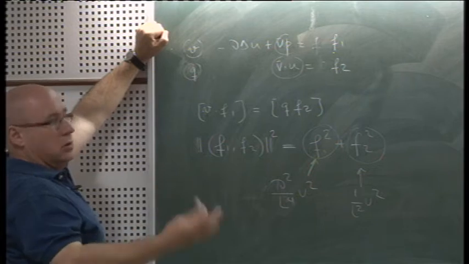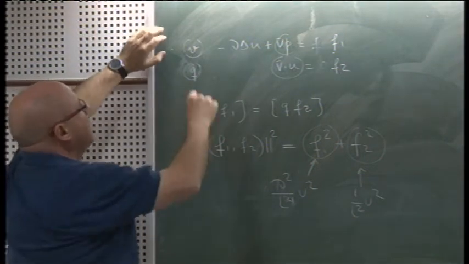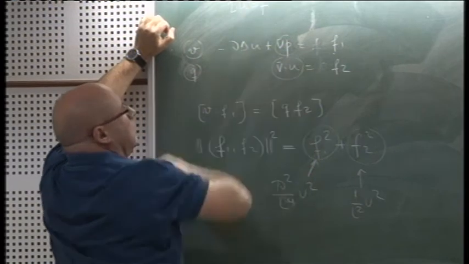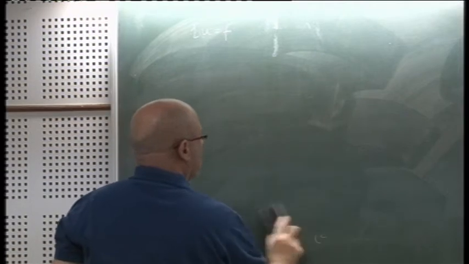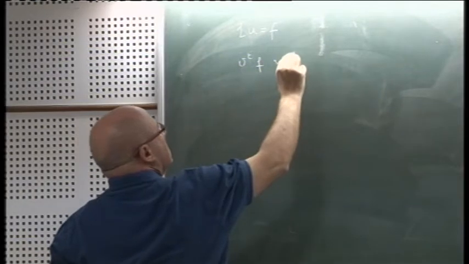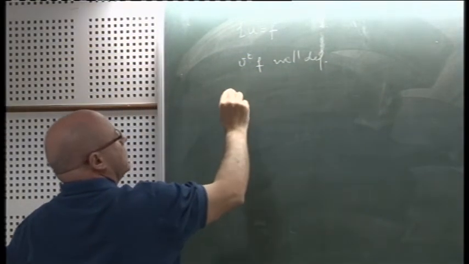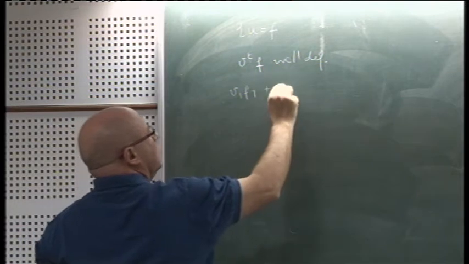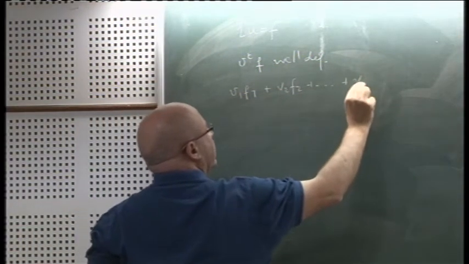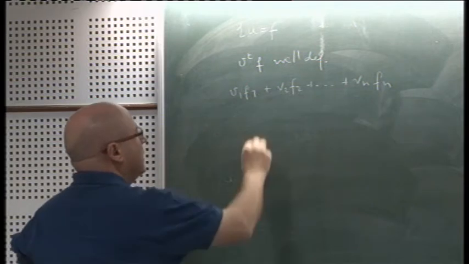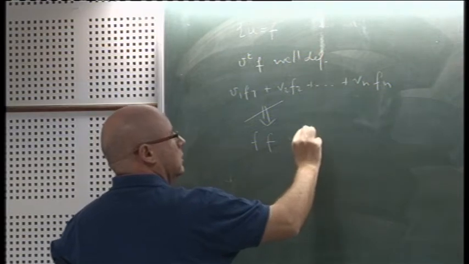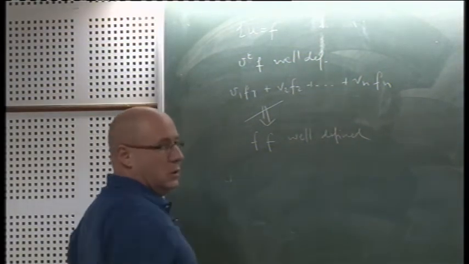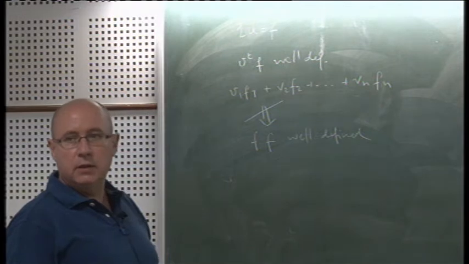Understand? That is general. Even in an abstract problem, Lu equals F, even if this V transpose F is well defined component-wise, so that V1 F1 plus V2 F2 plus whatever, up to Vn Fn, have all well defined units, that does not mean that F times F is well defined from the unit point of view. Did you understand the idea?